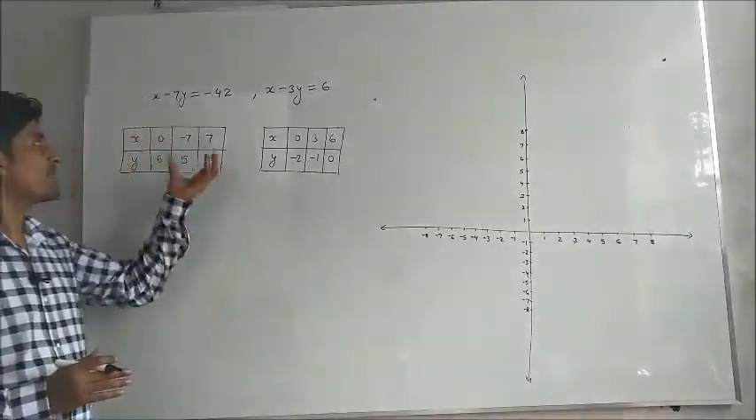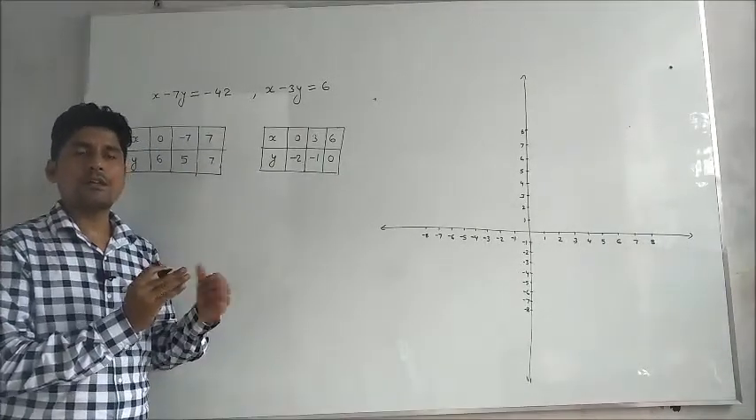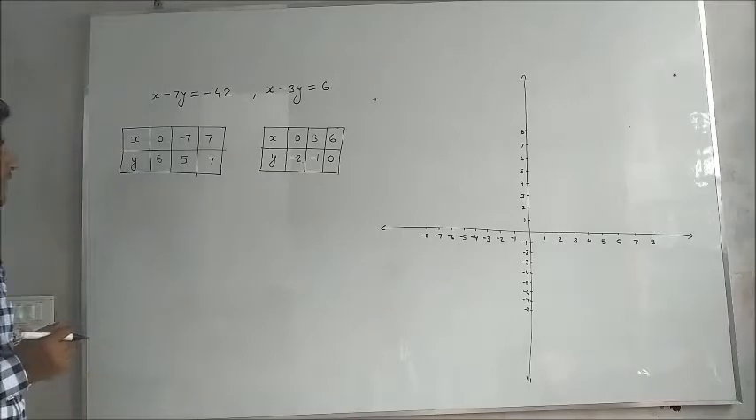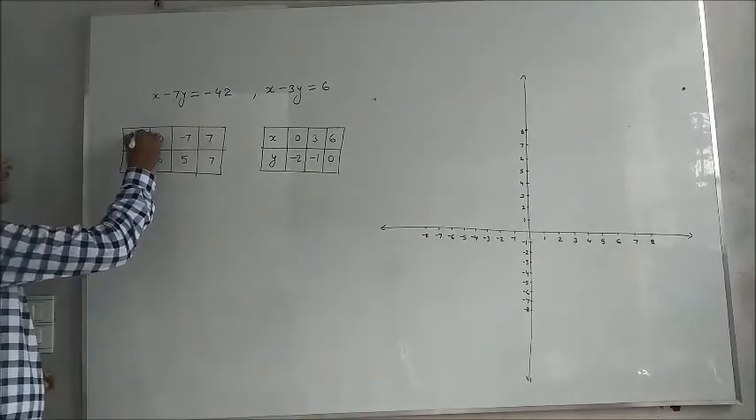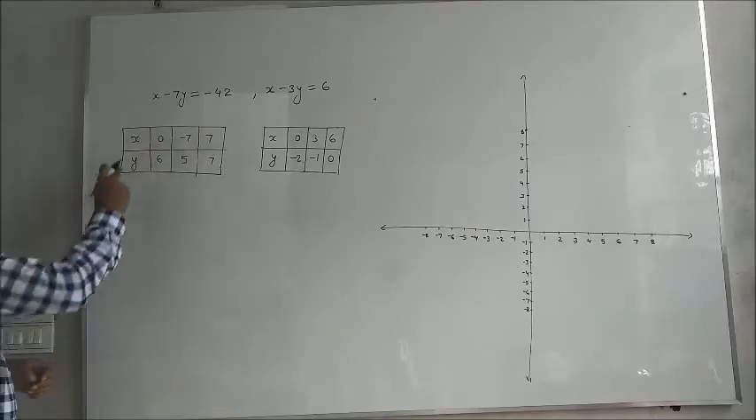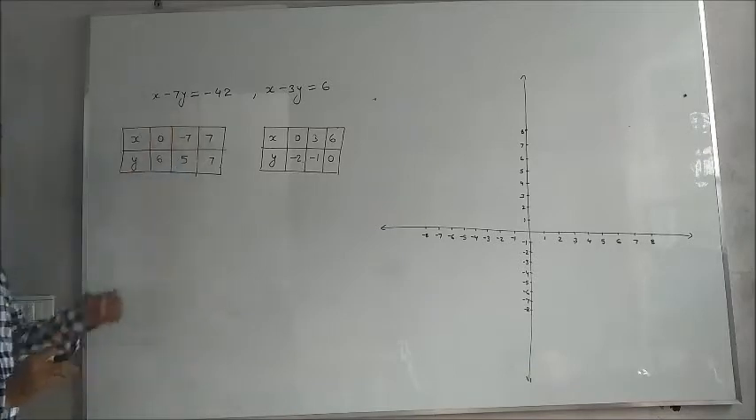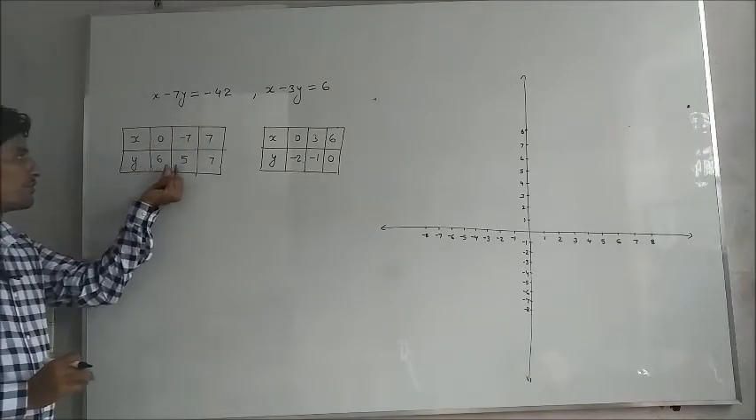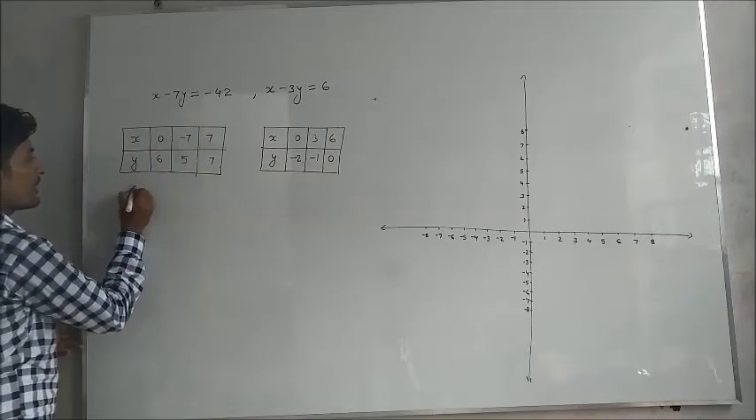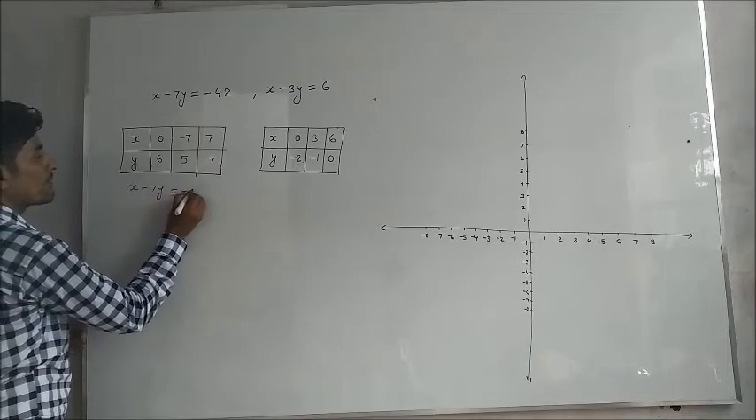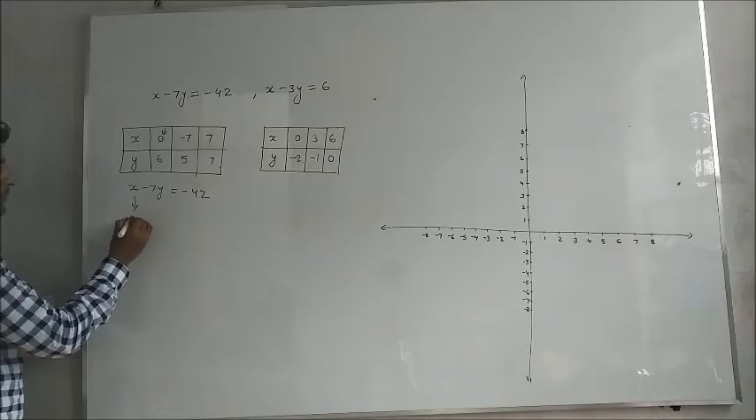After representing the given situation algebraically, now let us see how to represent the same situation graphically. For that, first of all, we have to draw one table. In the very first column, we have to write down X and Y. After writing X and Y, then we have to put the value of X in the given equation such that the value of Y should be an integer. So let us see. The first equation is X minus 7y equals minus 42. First value of X I have taken 0. So here we have to put 0.